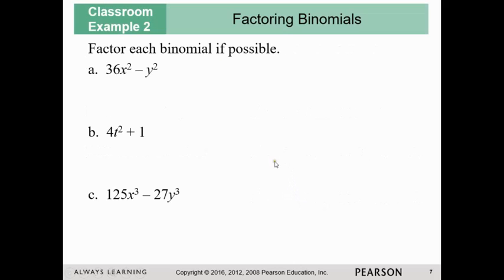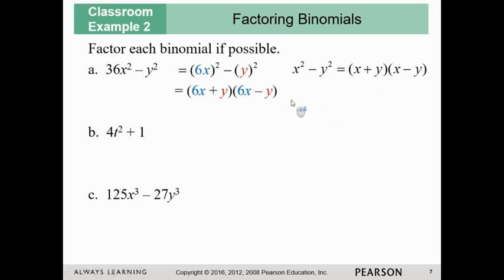So here in A, notice 36 is a perfect square, right? Then we have x squared and we have y squared. So that is the difference of squares. So we rewrite it in this way using the reverse power rule, because 6 squared is 36, x squared here. Then we write this here. So we have our first and second terms in the binomial written this way.